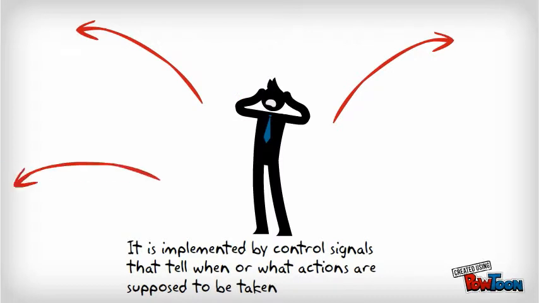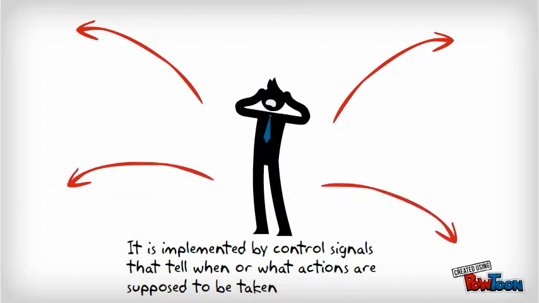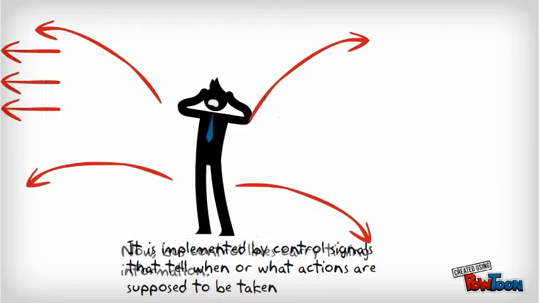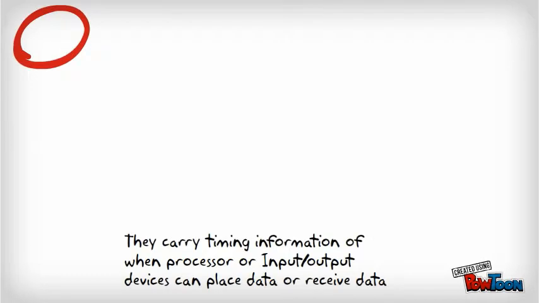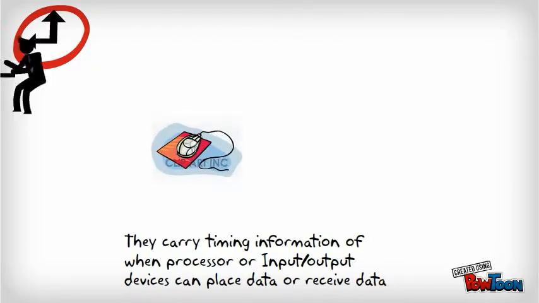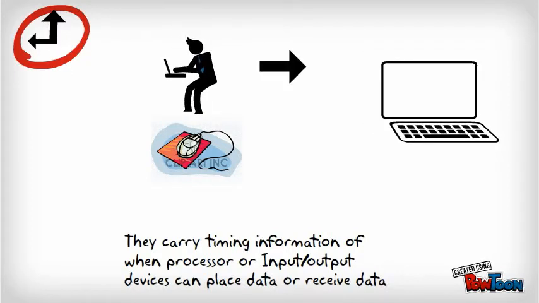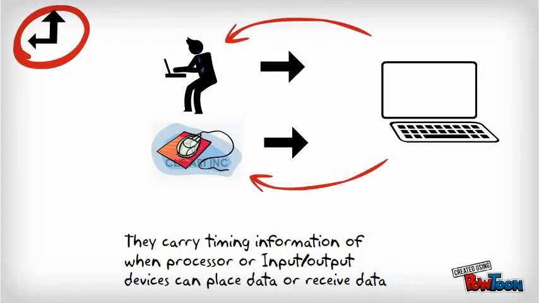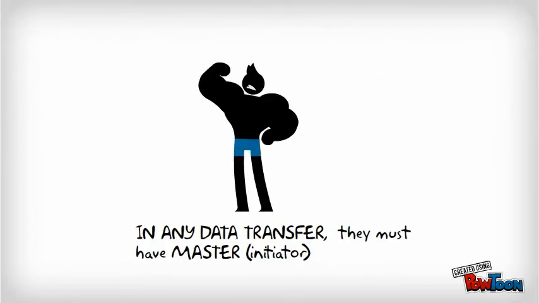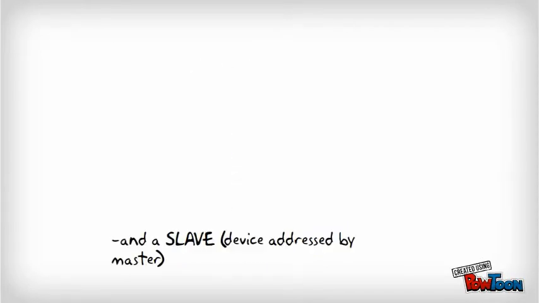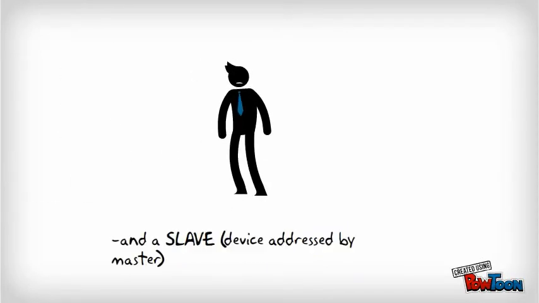It is implemented by control signals that tell when or what actions are supposed to be taken. Now, bus control lines carry timing information. They carry timing information of when processor or input or output devices can place data or receive data. In any data transfer, they must have a master, the initiator, and the slave, device addressed by the master.